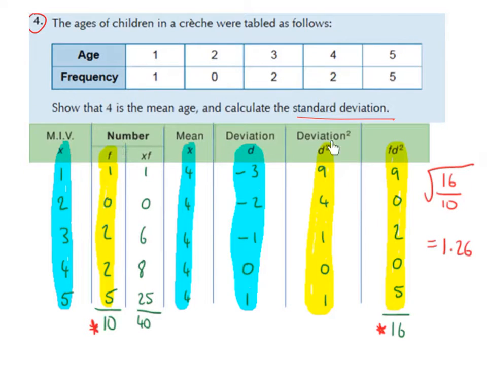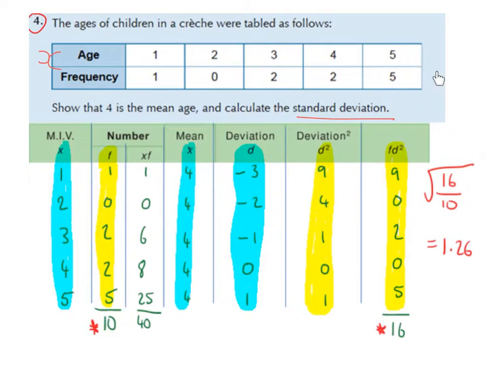Okay, so this is the table that we're going to set up. MIV stands for mid-interval value. This is not a grouped frequency table, so we're not actually going to have a mid-interval value or a midpoint. We're just going to list our x values. So our top row is going to be our x value. So our x values are going to be 1, 2, 3, 4, and 5.